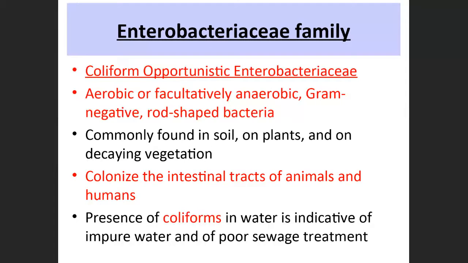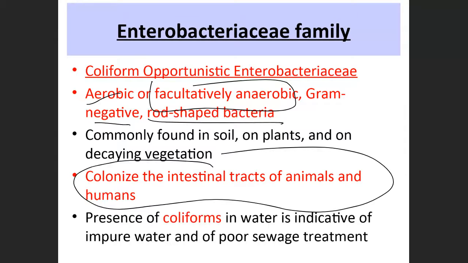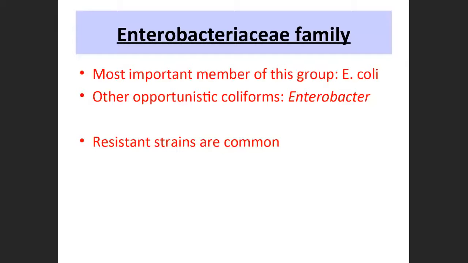So the coliforms, it says aerobic or facultative anaerobic. They're pretty much all facultative anaerobes. Gram-negative rod-shaped bacteria colonize the intestines of humans. We call them coliforms when they're present in water because they are indicators of fecal contamination. So they indicate that the water has not been treated properly. The most important member of this group of the Enterobacteriaceae family is E. coli. Another one is Enterobacter.